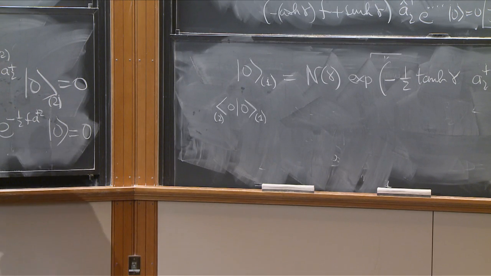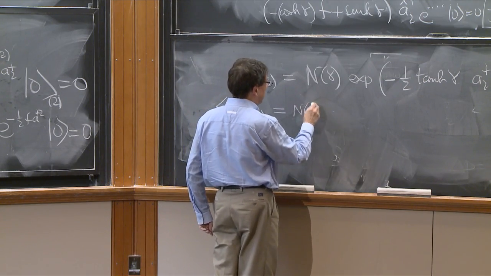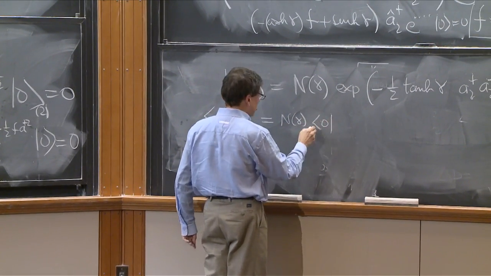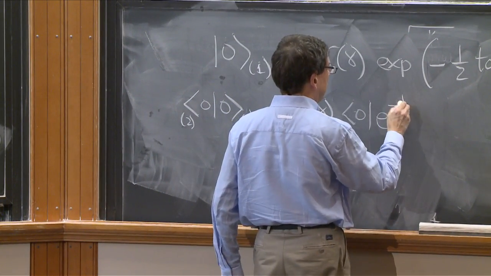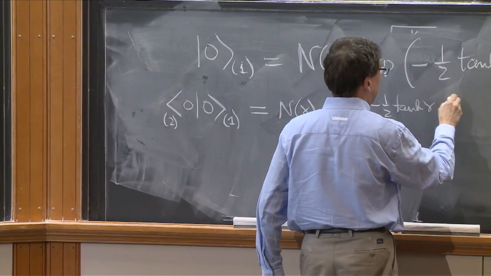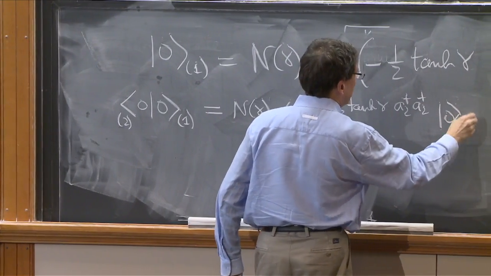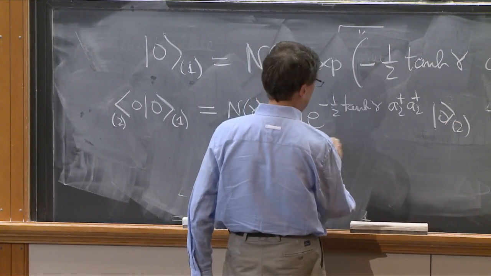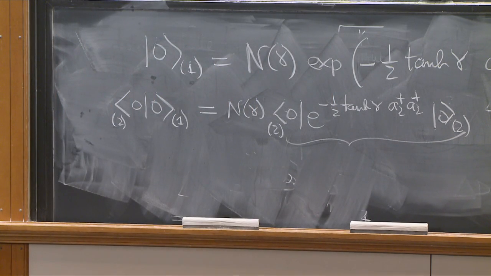And now, what is this? N gamma, vacuum of 2 here, e to the minus 1/2 tanh gamma A2 dagger, vacuum of 2. How difficult is it to compute this inner product? Not difficult. What is it?